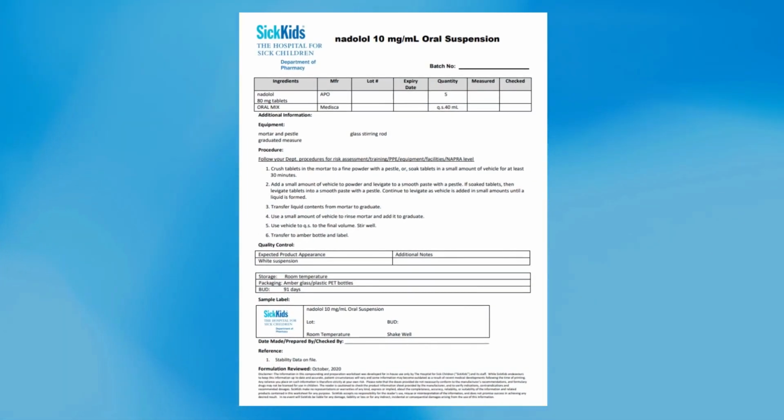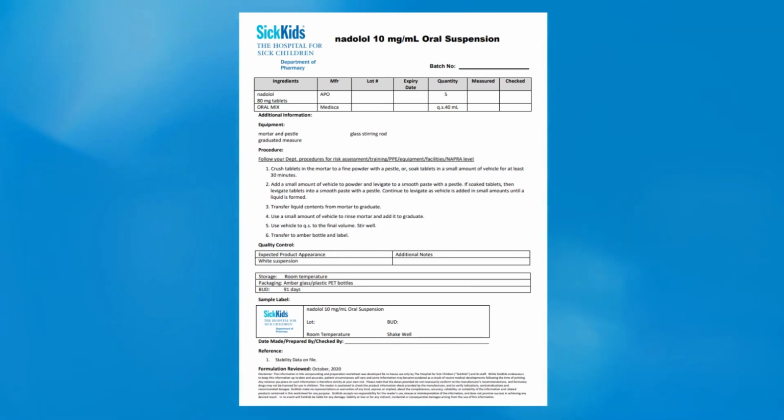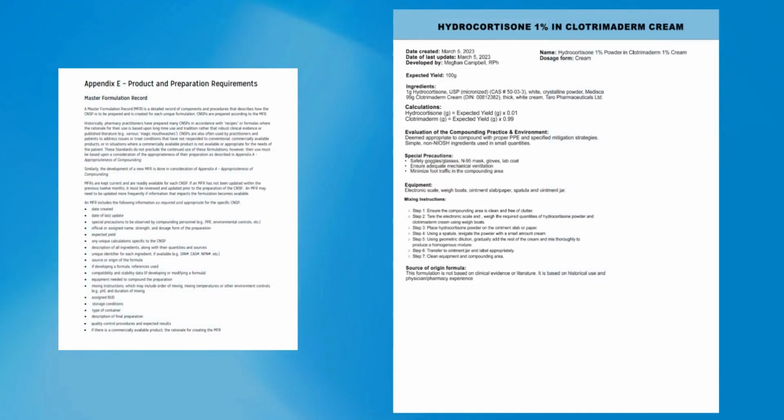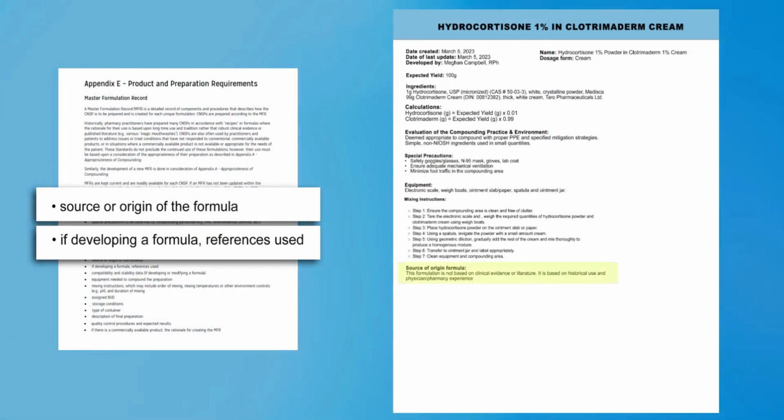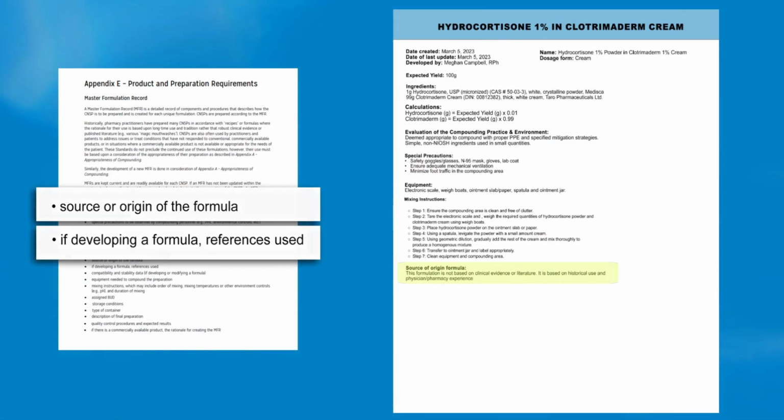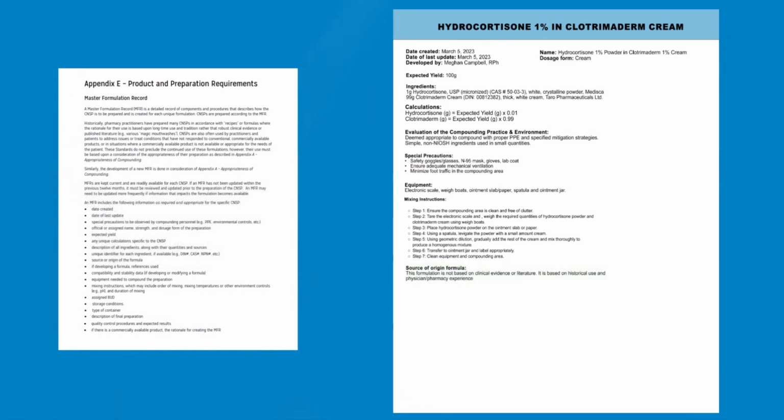When you go to the Sick Kids compounding recipes, the Nadolol formula was reviewed in 2020 and the beyond use date is 91 days. This discrepancy highlights the need for you to do your due diligence and ensure you have the most up-to-date information.